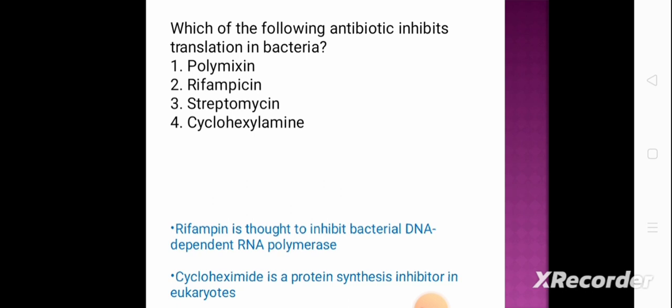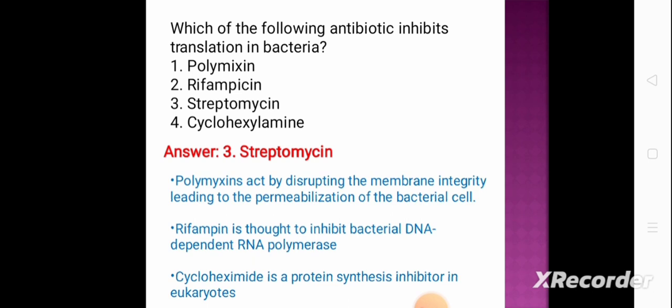Next question. Which of the following antibiotics inhibits the translation in bacteria? Option 1, polymyxin. Option 2, rifampicin. Option 3, streptomycin. And option 4 is cycloheximide. And the correct answer is option 3, that is streptomycin.